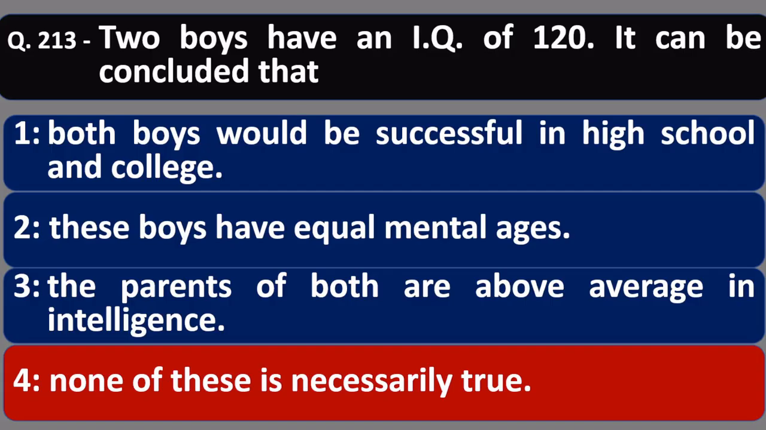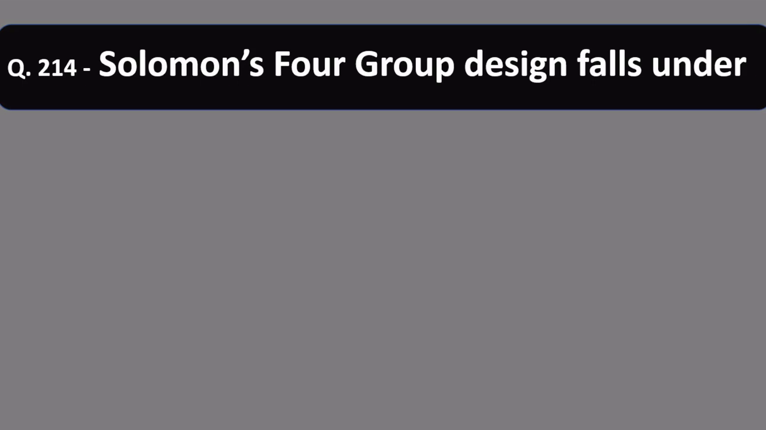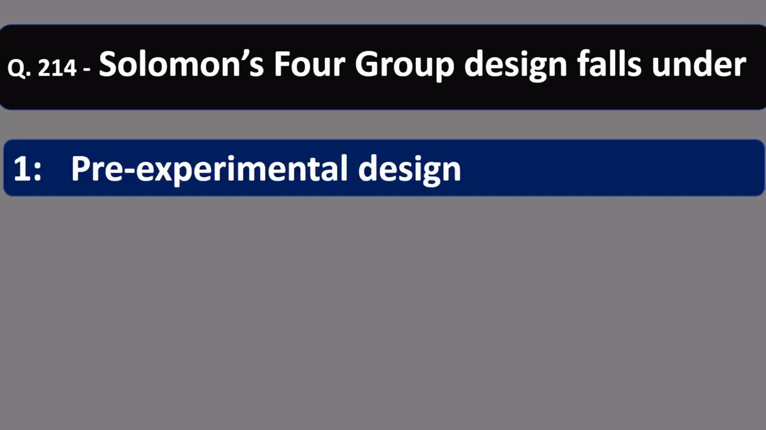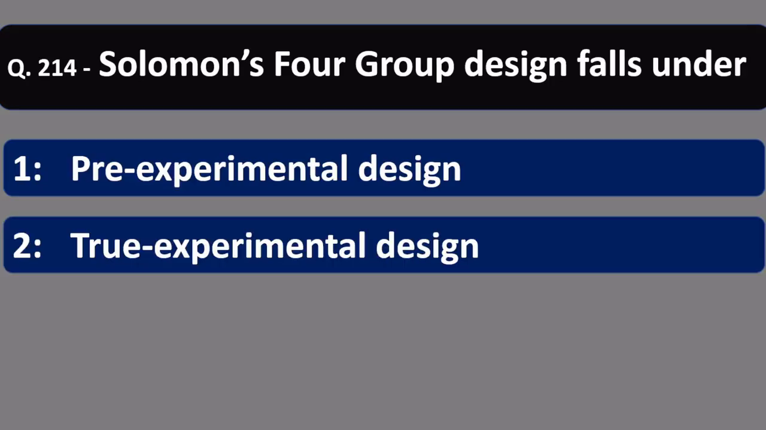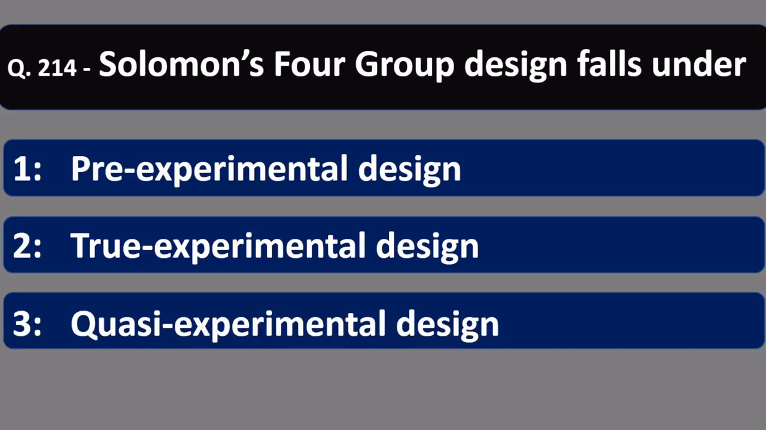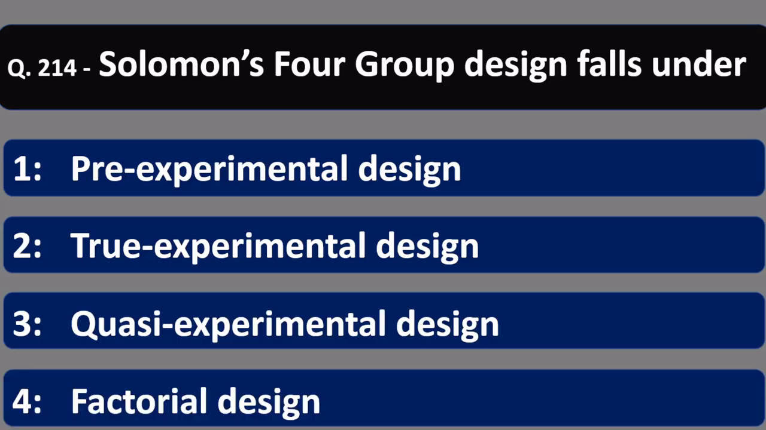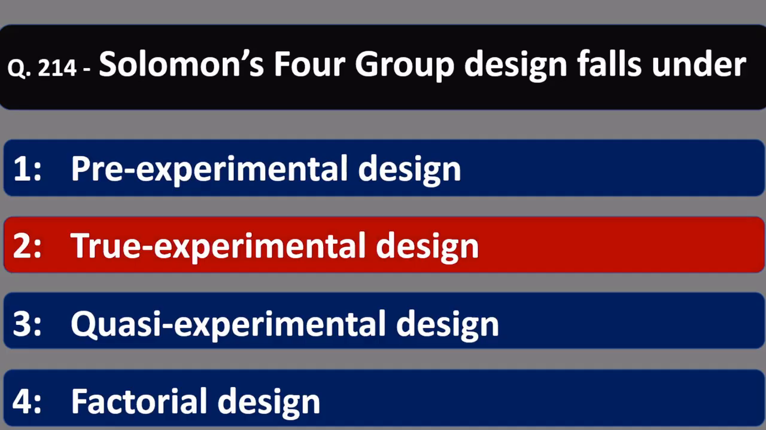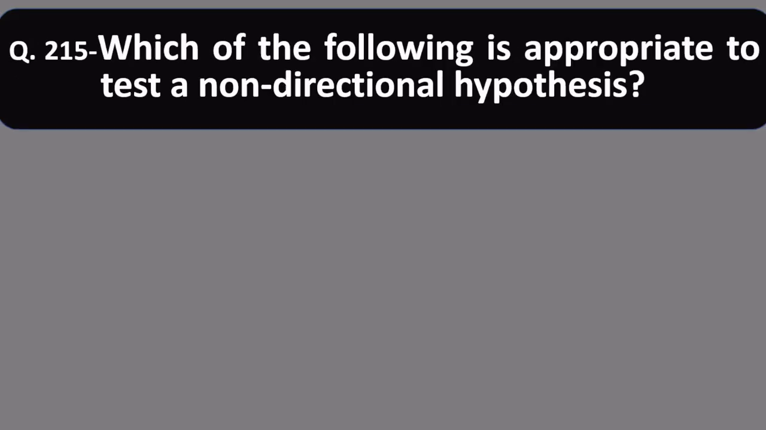Now question number 214. Solomon's 4-group design falls under: pre-experimental design, true experimental design, quasi-experimental design, factorial design. Friends, Solomon 4-group design is true experimental design. Option 2 is correct.